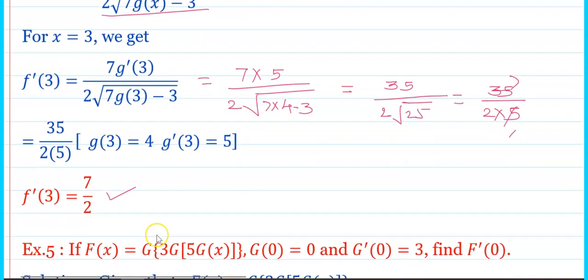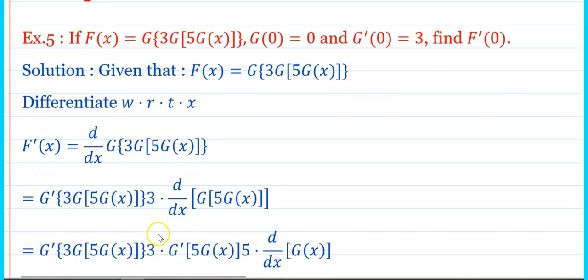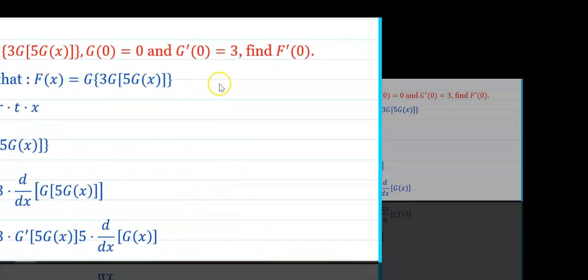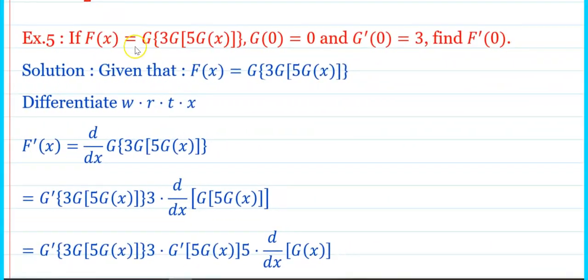Okay. Now the next problem. This is also a very nice problem. Again here a function is given. This is the main f of x, g of 3g, and again inside it g of 5g of x. And values are given. G of 0 is 0. G dash of 0 is 3. Then find out f dash of 0.